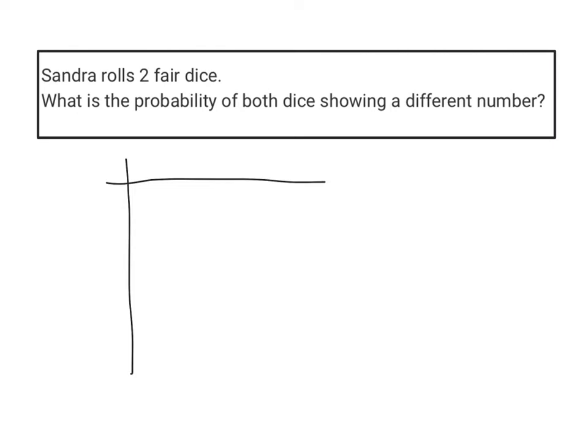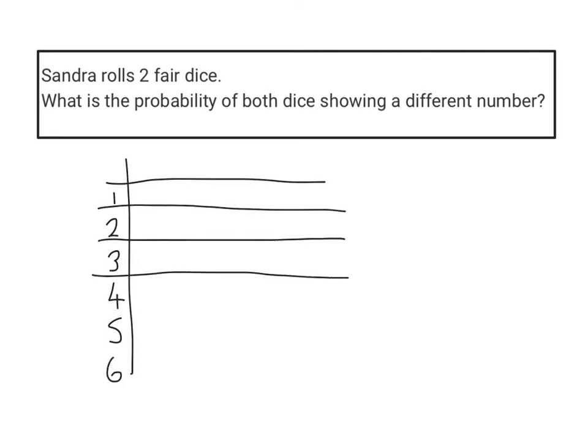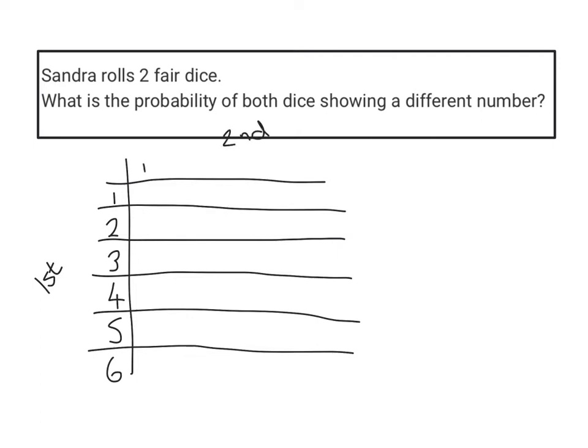Now, we're not going to be timesing these numbers together, we're just going to be looking to see what the result of the dice is. So 2 fair dice, that means there's going to be 1, 2, 3, 4, 5 and 6. So that's the first dice. And then the second dice, again, 1, 2, 3, 4, 5 and 6.